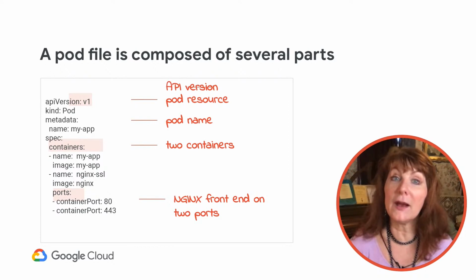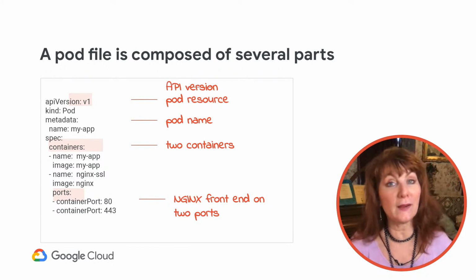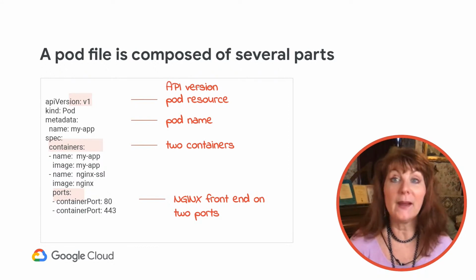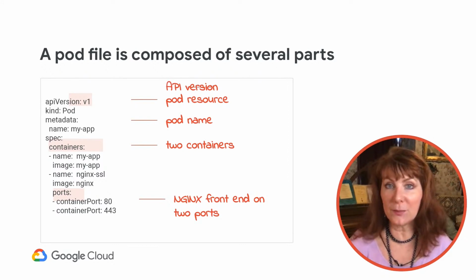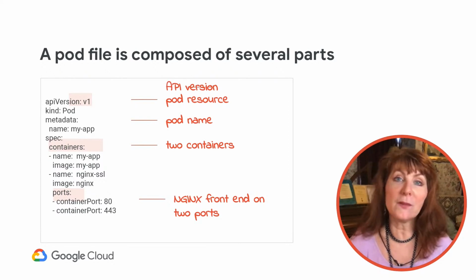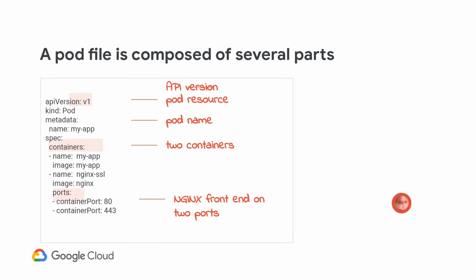Nginx serves as the app front end on two ports, port 80 and port 443. The containers can talk to each other using the pod's local host network, and My App is the back end that doesn't need to be exposed on the network. So remember, you upload the file to the master, and the master decides which node to run it on.